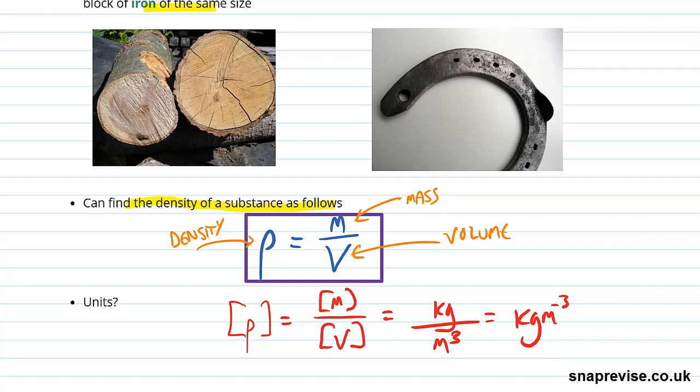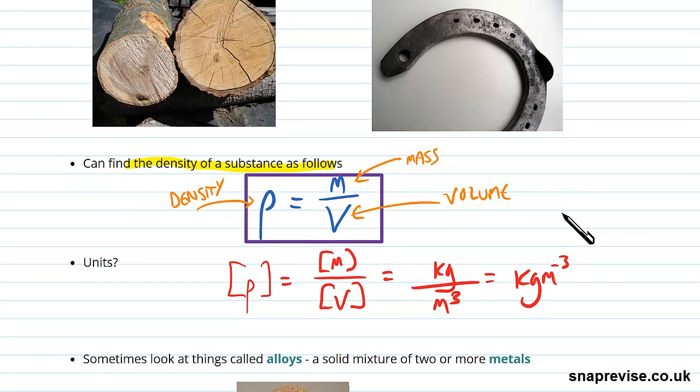So that's relatively straightforward to work out density for a single object like this horseshoe here. We just said that was all iron. When you knew the density of iron, we could work it out just by taking the mass and dividing it by the volume of the object. What do we do for something a little bit more complicated?